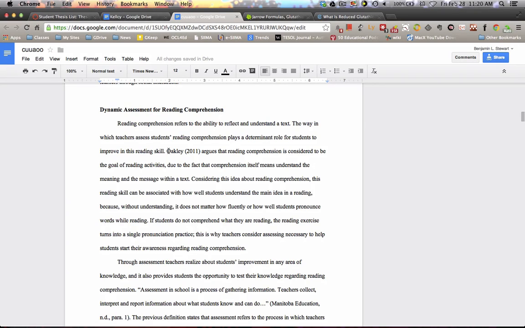All right, so here, let's look at this example. You have a citation, Oakley, all right, and you state Oakley. Then you say, considering this idea about reading comprehension, this reading skill can be associated with how well students understand the main idea in a reading, because without understanding, it does not matter how fluently or how well students pronounce words while reading. Now, this is your original idea? Yes.